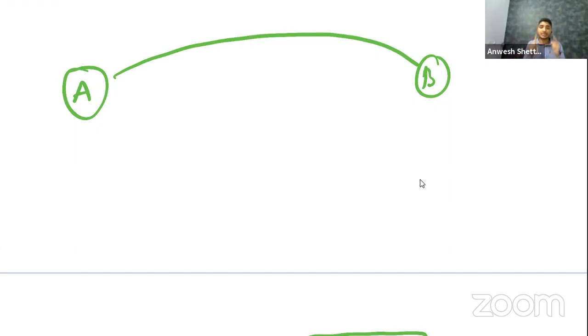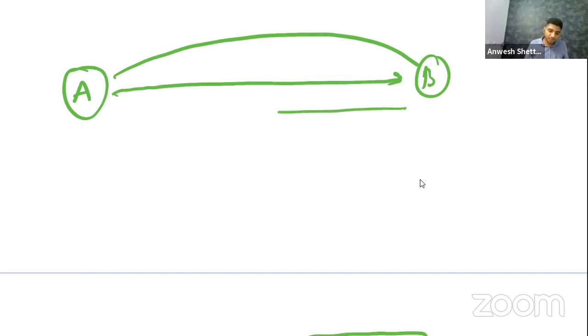What is asynchronous? Asynchronous is, I am writing a letter to B. It will take, let's say, 3 days to reach B. Then again, B is going to write a letter replying to me. Again, it will take 3 days. So here communication is not synchronous. Here the communication is asynchronous.